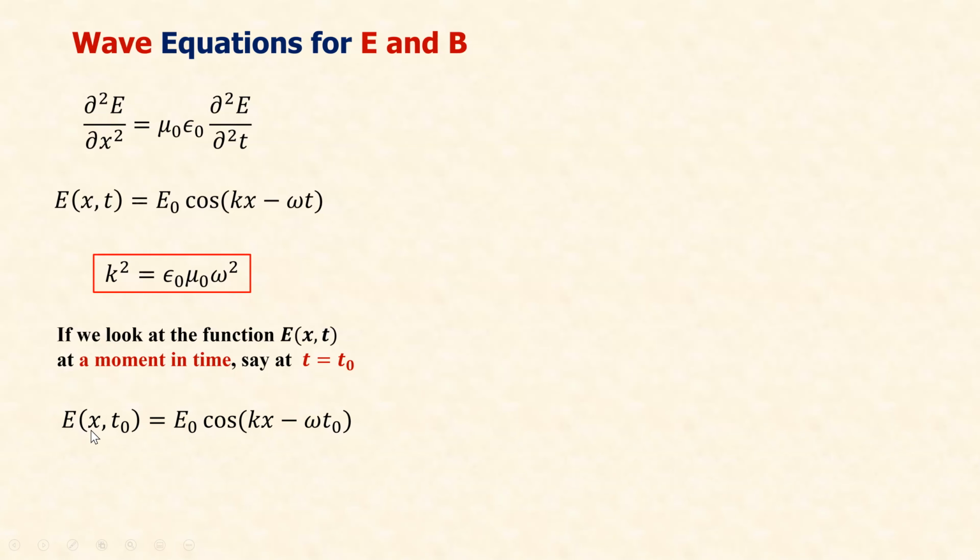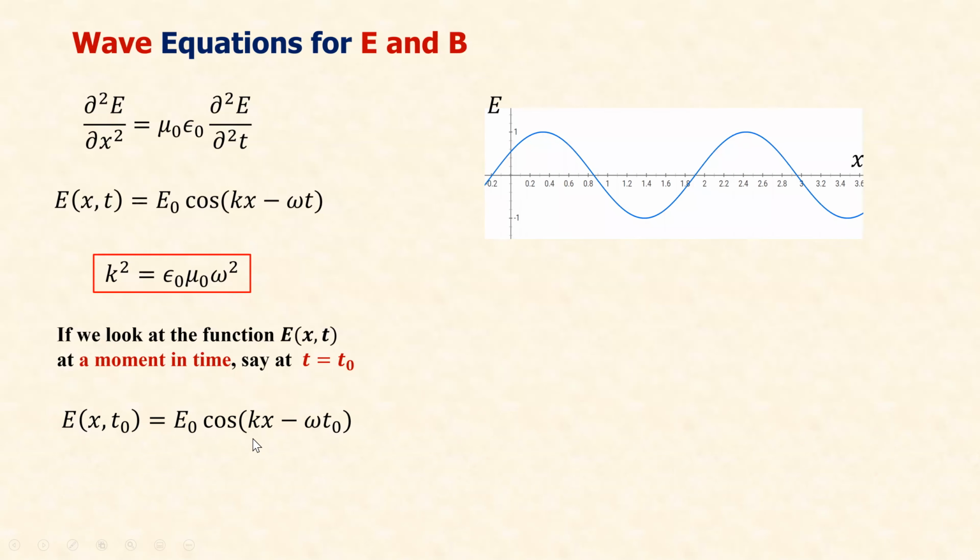It is a function of x, right? t naught is a number. It's a function of x. It's a cosine function, right? So it's like this. E as a function of x is kind of like that. Now, from this crest to this crest, we call it lambda, which, if it's a wave, becomes the wavelength.